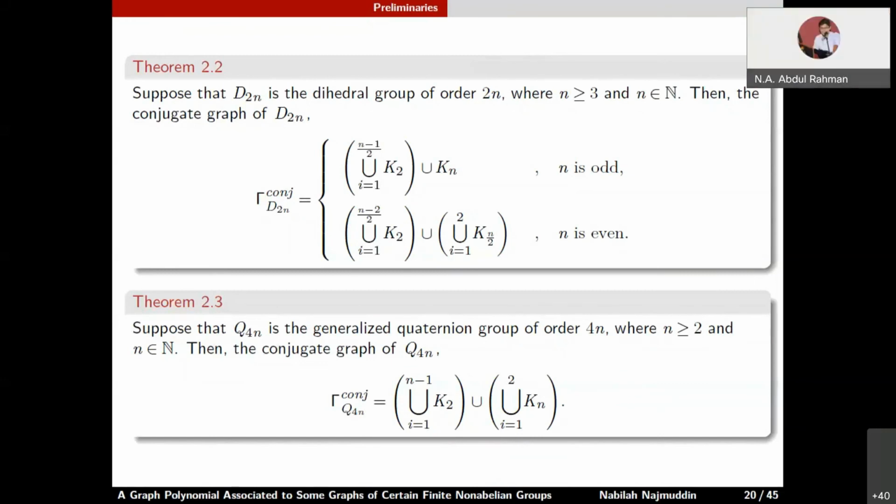Roslan might want to say something. Just now, Dr. Nabilah, actually at the end, you want to go for more, right? More information on graph or a group or both of them? I think both. The properties or information on graph or a group, or the relation between graph and group. Relation. Okay.